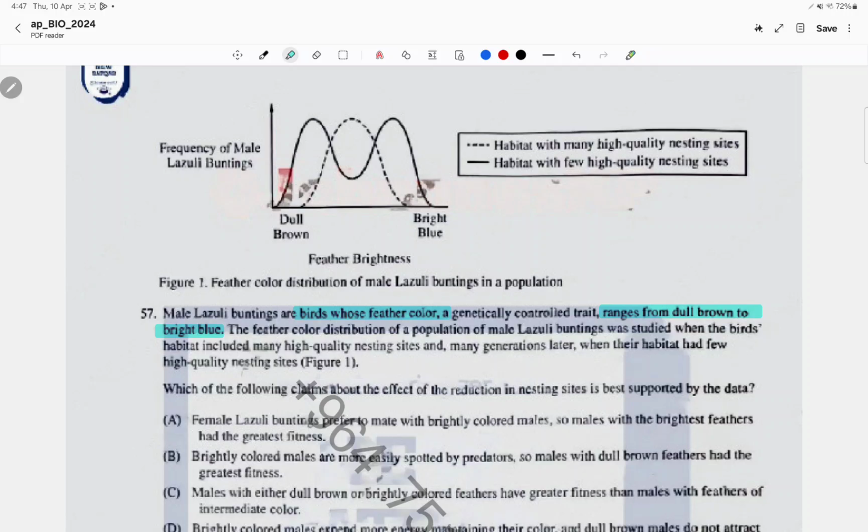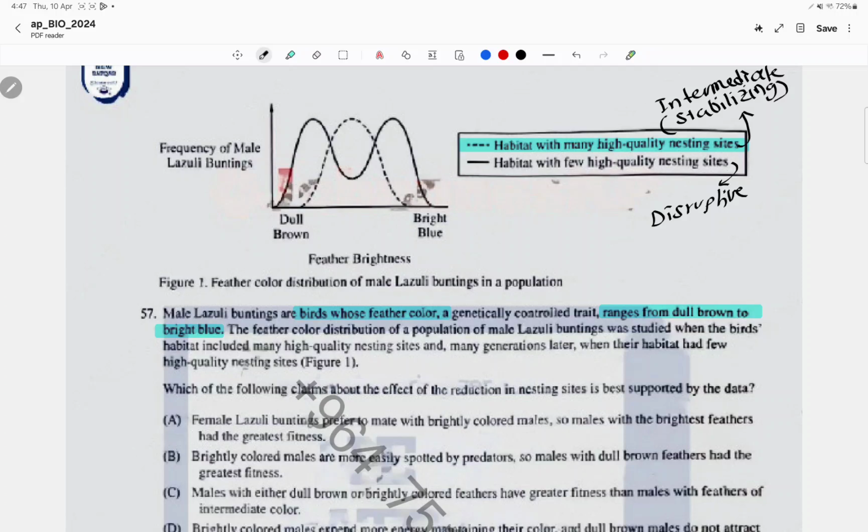So the feather brightness will be between dull brown and bright blue for the habitat with many high quality nesting sites. So it's going to be intermediate, right? Which means stabilizing selection. But if it's extreme, that's called disruptive because you have extreme on both sides. In the side of the dull brown, the side of the bright blue.